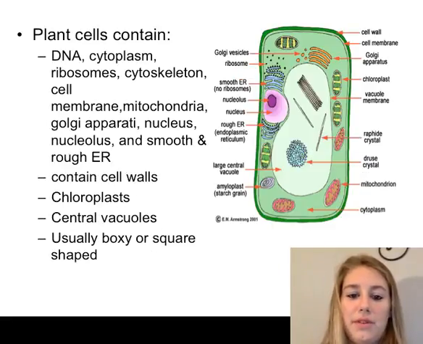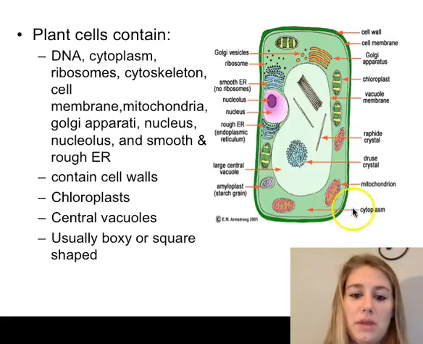Plants are much different. They are typically box-like or square in shape. They're green because they have an organelle that animals don't have. They have chloroplasts. They also contain cell walls, which gives them their box-like shape. Okay, they also have one very large central vacuole, but all the other organelles are the same as animal cells. So they have few differences. Plant cells are box-like, they have chloroplasts, they have cell walls, and they have one large central vacuole.